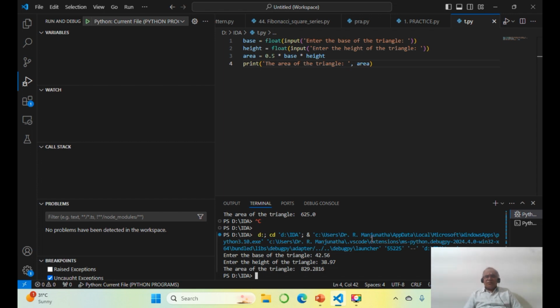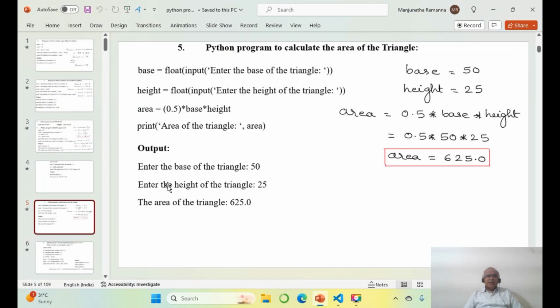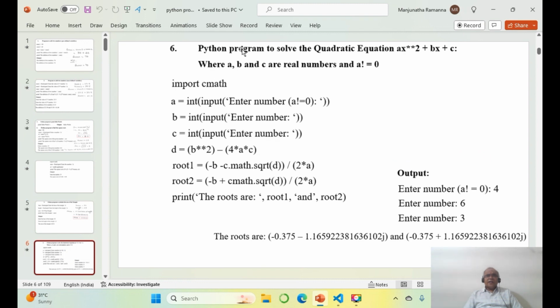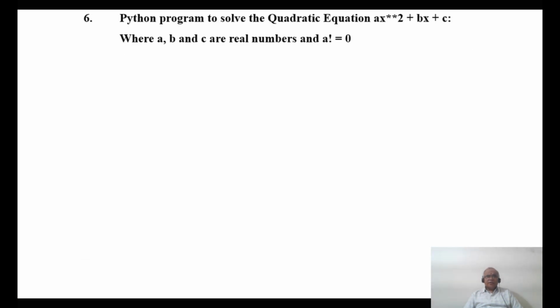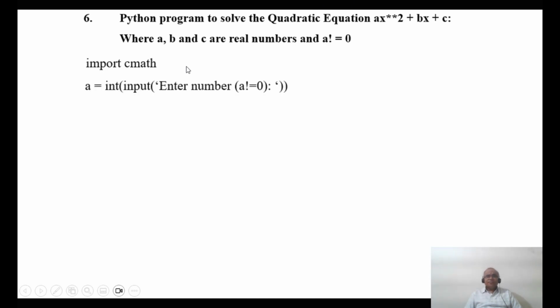Okay. Now we'll go further. How to find the quadratic equation in a Python program. Write a Python program to solve the quadratic equation ax squared plus bx plus c, where a, b, c are real numbers and a is not equal to 0. So first, since we have to find the quadratic equation, I want to import the cmath module.